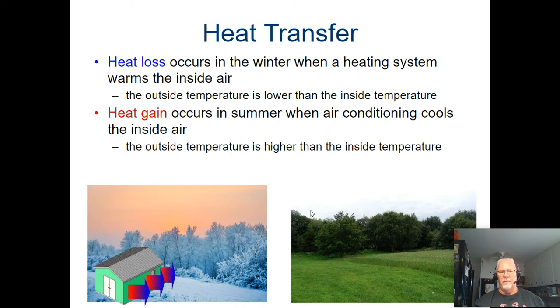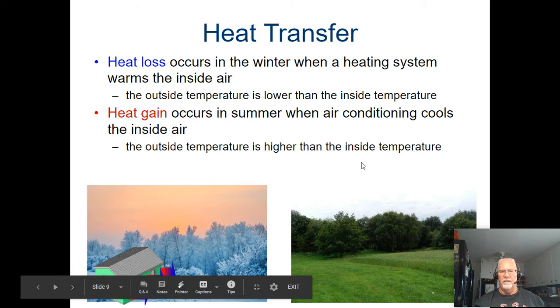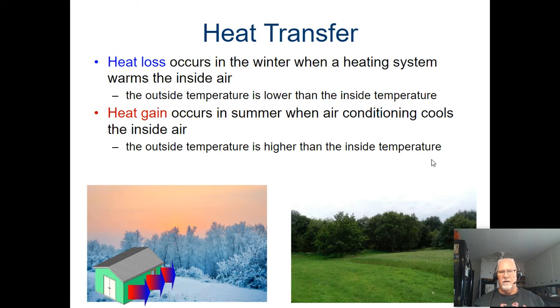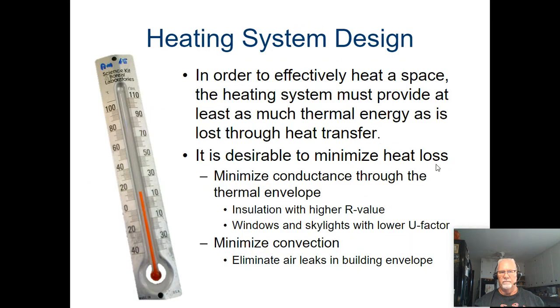All right, so we look at a couple little examples here. What do we have going on in the cold of winter? It could be radiation, it could be convection, depending on how airtight something is. And we have summertime. What's happening there is that hot summer air is trying to get inside, again, equalizing hot to cool. So we want to look at the big picture of this and how this applies to CEA: in order to effectively heat a space, the heating system must provide at least as much thermal energy as is lost during the heat transfer. In other words, if our heater is not big enough, our house isn't going to stay very warm.